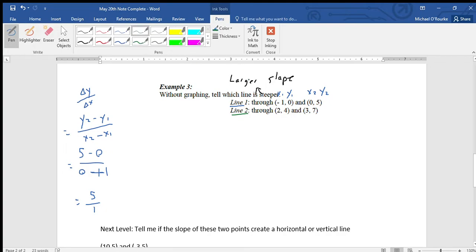Let's change to the green here. We have x1, y1, x2, y2. Here we go, delta y over delta x equals y2 minus y1 over x2 minus x1. So I'll give you a second again to plug everything in and see how you do.